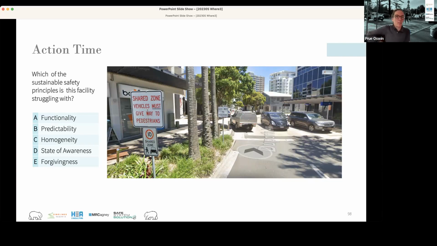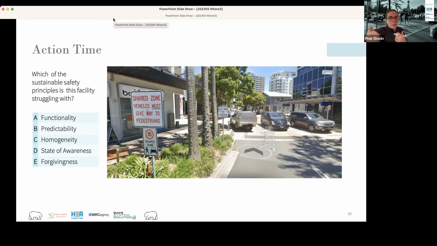But in this situation, which of the sustainable safety principles is this facility struggling with? One or more, just use the chat. What do you think? Functionality, predictability, homogeneity, state of awareness, or forgivingness? Not a right or wrong answer really here. There's just clues with the signs and what's going on. A, functionality. Yeah, I think that's a great call.